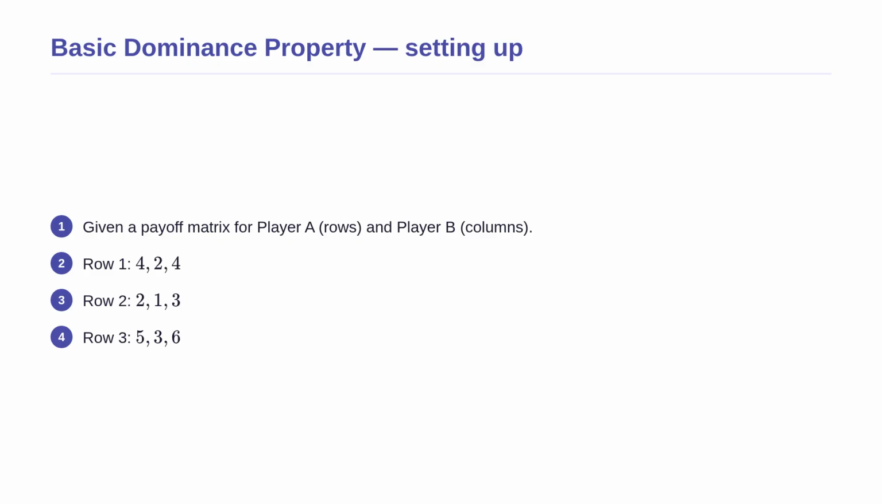Now that we have seen the visual, let us walk through a full mathematical example. We are given a game with a payoff matrix for player A, controlling the rows, and player B, controlling the columns. Row 1 has values 4, 2, and 4. Row 2 has values 2, 1, and 3. Row 3 has values 5, 3, and 6. We are asked to simplify this game using the dominance property. We will start by checking the rows to see if any row has numbers that are all smaller than another row. We must compare them step by step to ensure we do not make mistakes.